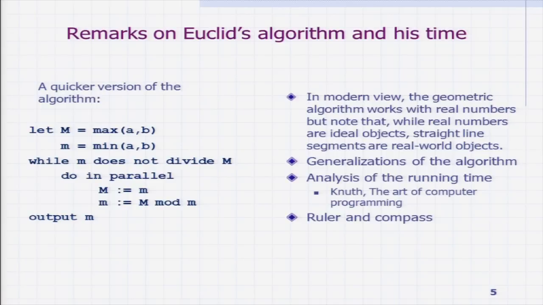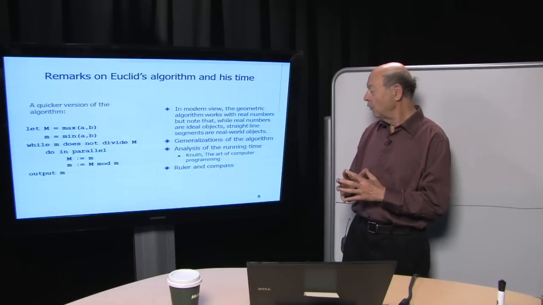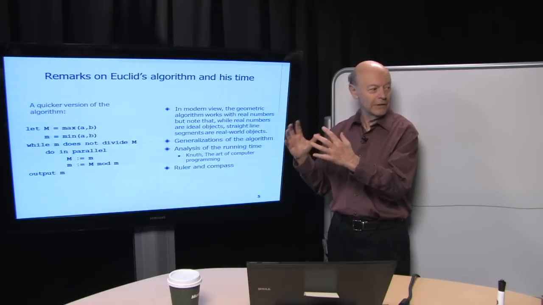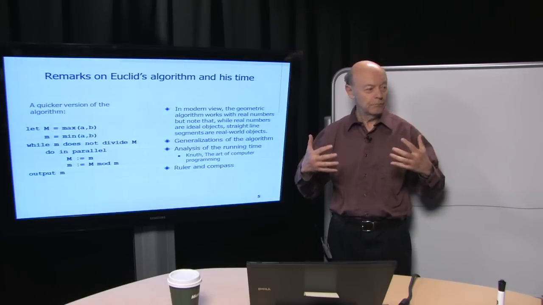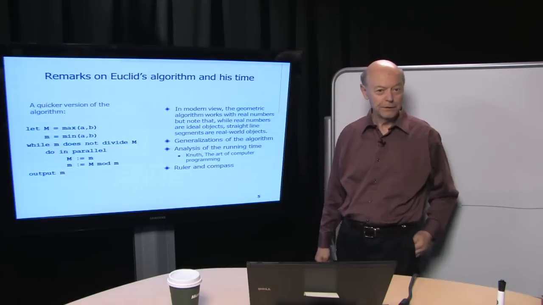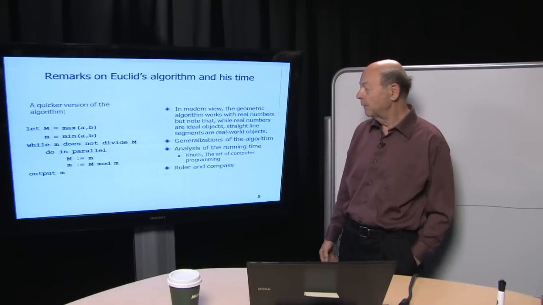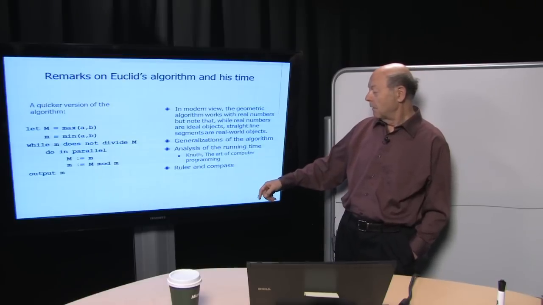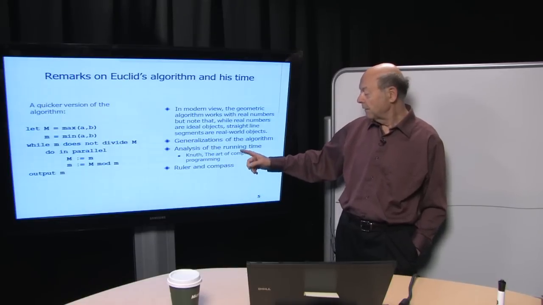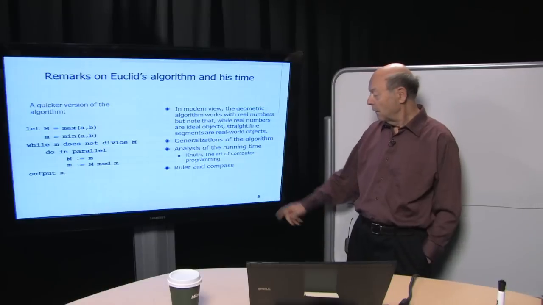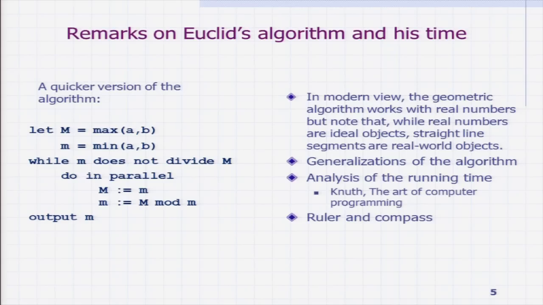The algorithm has been hugely generalized, and in fact, today we, as a community of mathematicians, understand exactly where it works. There are so-called Euclidean domains, a special kind of algebras, which are the natural, most general domain where the Euclidean algorithm runs. There is a very sophisticated and very interesting analysis of the running time of the algorithm in Knuth's The Art of Computer Programming.